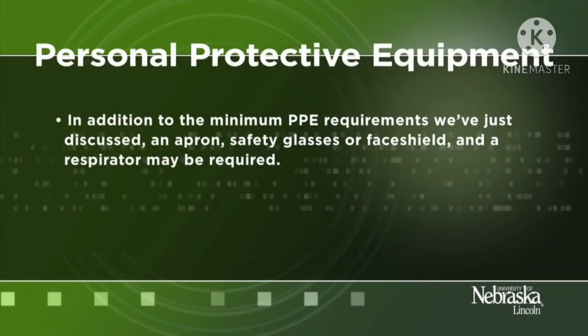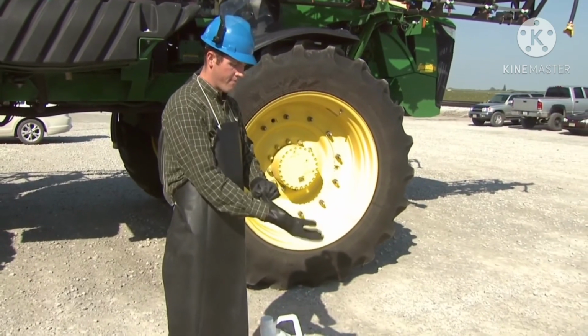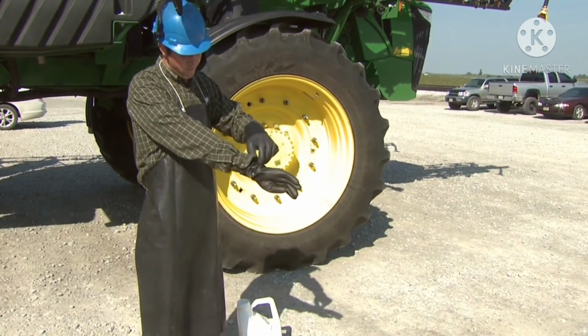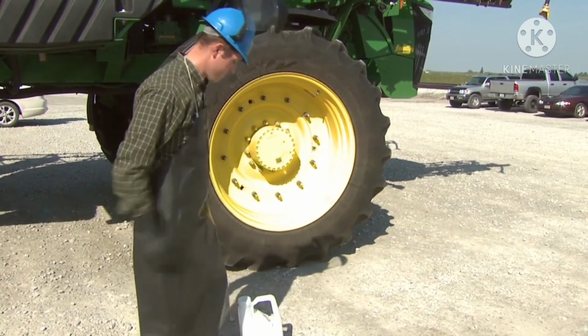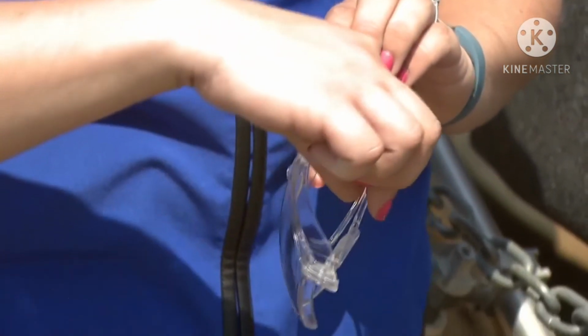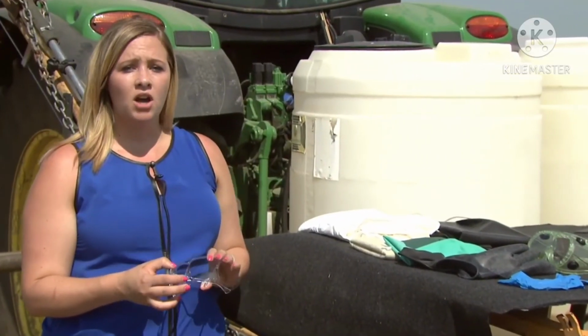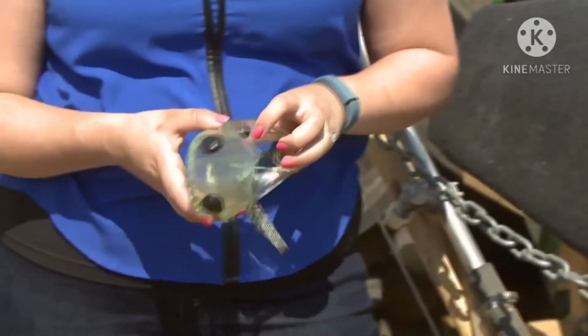In addition to the minimum PPE requirements we've just discussed, an apron, safety glasses, or face shield and respirator may be required. Some things to remember about choosing an apron. When you work with highly toxic pesticides, it needs to be chemical resistant and should cover the entire front of your body from your chest to above your knees. The safety glasses must have brow and side guards and fit properly to protect your eyes. You can also use safety glasses that easily fit over your eyeglasses.